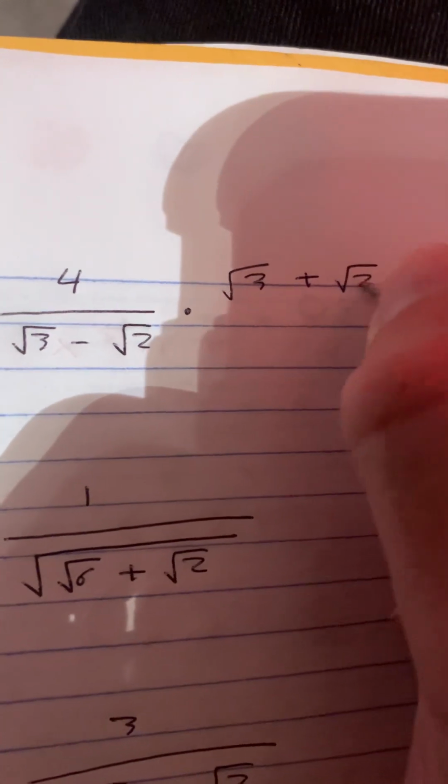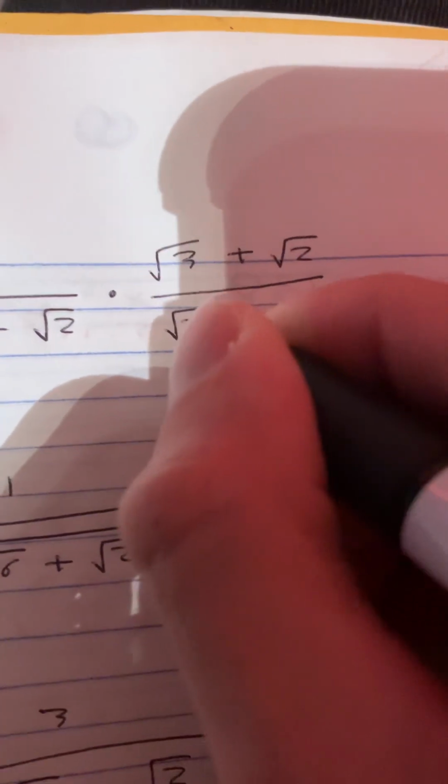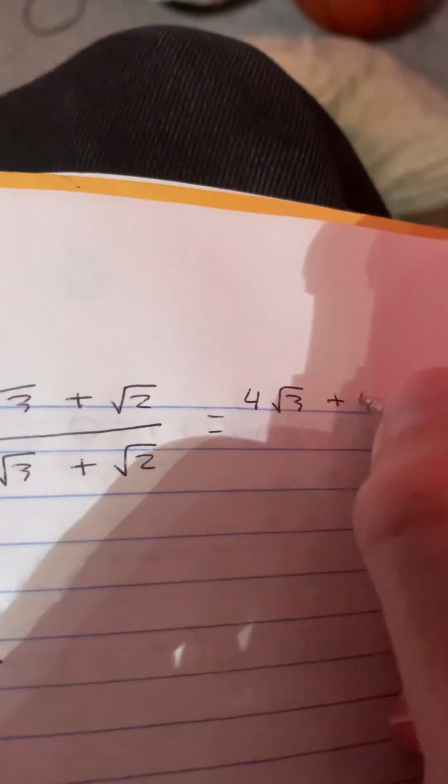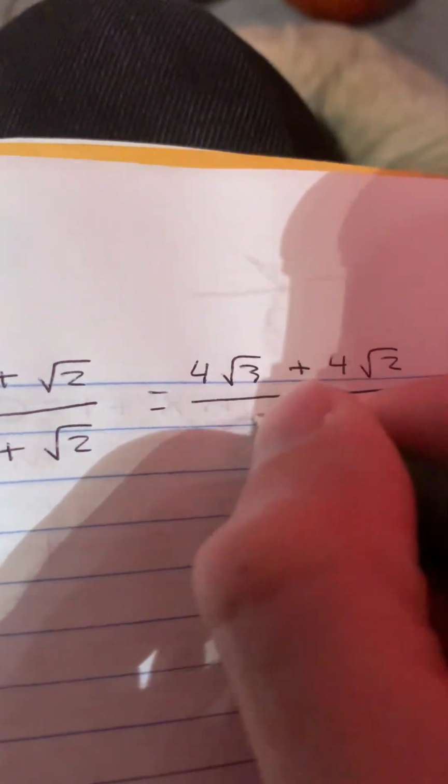square root of 3 plus square root of 2, square root of 3 plus square root of 2. So what you have is 4 root 3 plus 4 square root 2. And that's all over 3 minus 2. And that's just going to give me 1, right? So that's really just 4 root 3 plus 4 root 2. And there you go, ladies and gentlemen.